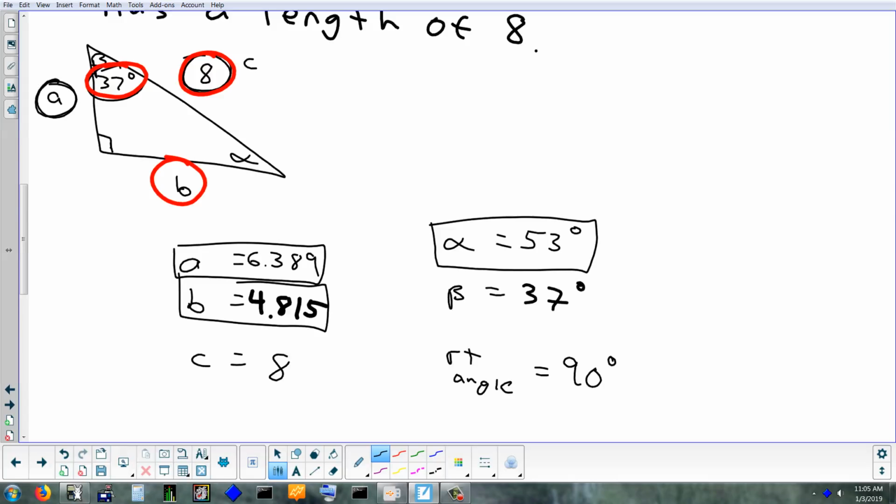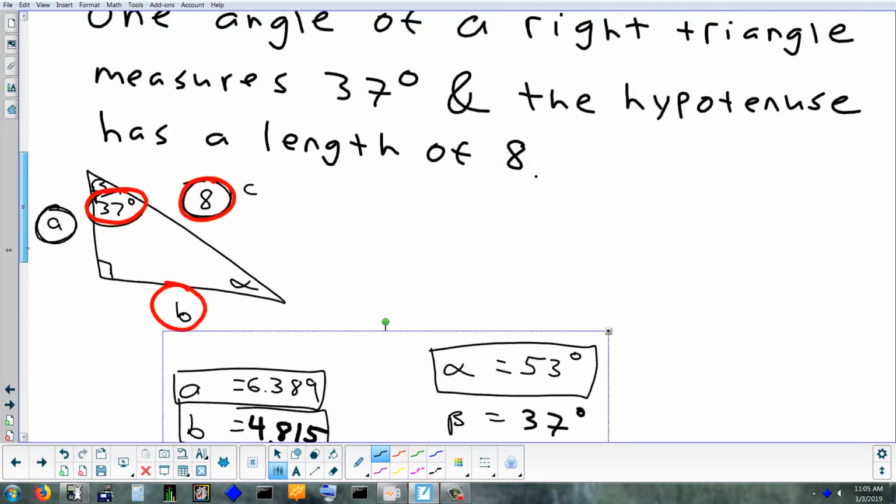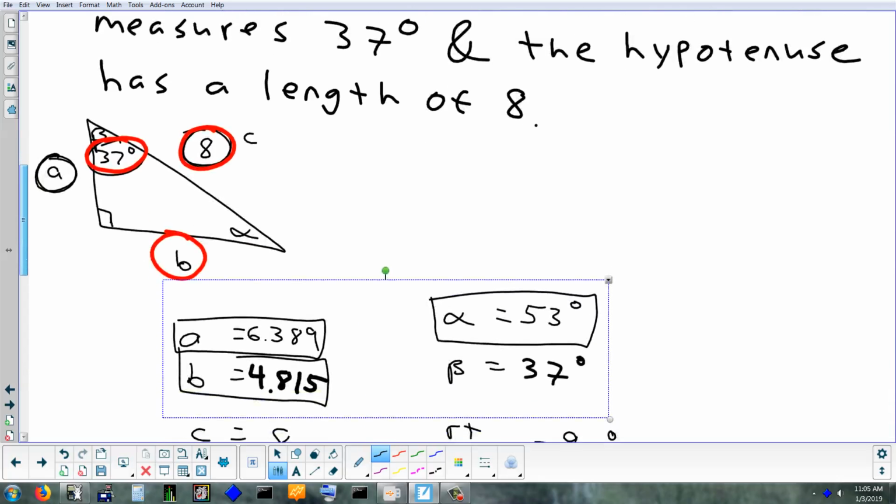Now, if you had extra time, you could use the Pythagorean theorem now to check it. See if a squared plus b squared equals c squared. So a squared plus b squared should be about 64. And if it is, that's a good way to check it. Okay. Any questions on that one? So no inverse trig at all, because all we had to do was find sides. Finding the angles, we didn't really have to calculate. We just had to subtract from 90. I mean, I guess that's a calculation, but it's a very, very simple one. Nothing fancy.